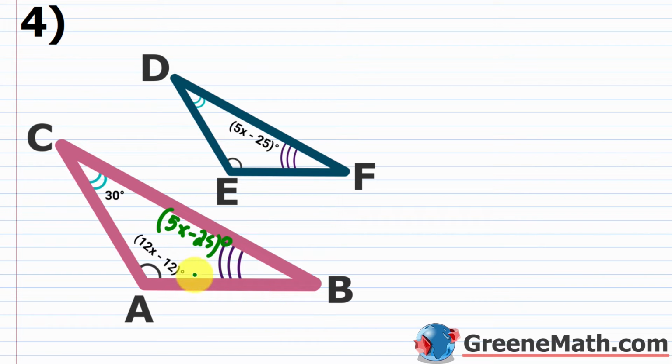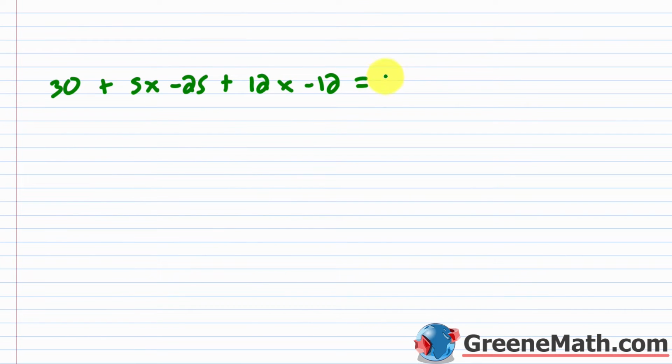So what I can do now is use the fact that the sum of the measures of the angles of any triangle is 180 degrees. So I'll take this 30 degrees. Again, I'm just going to leave the degree symbol off, so just 30. Then plus, let's take this one, 5x minus 25. Then plus 12x minus 12. And let's set this equal to 180. Let's go through and solve.